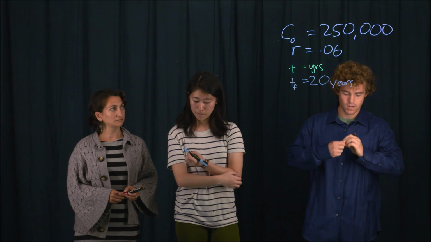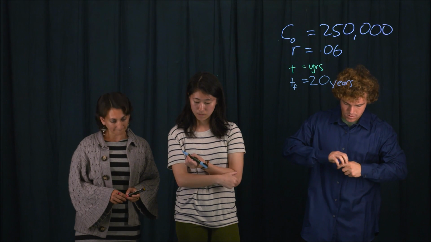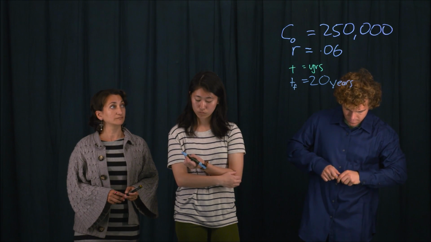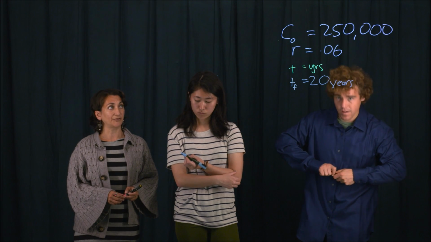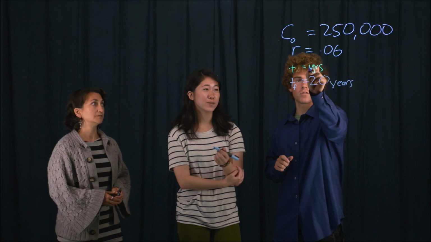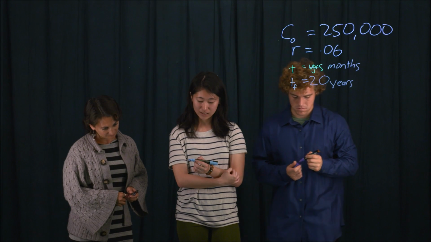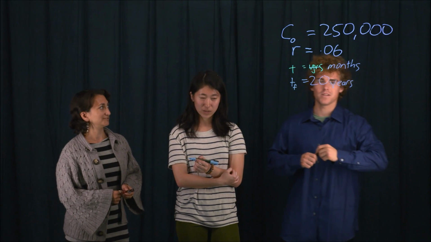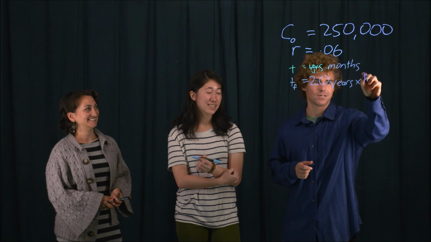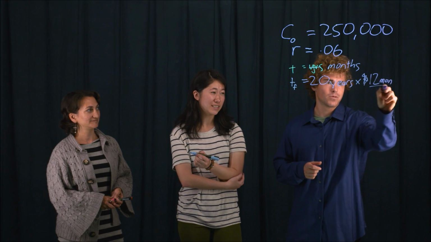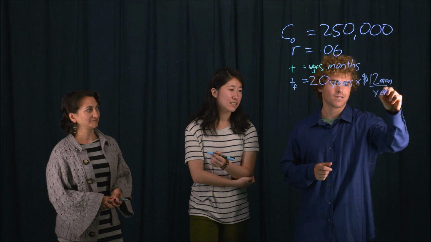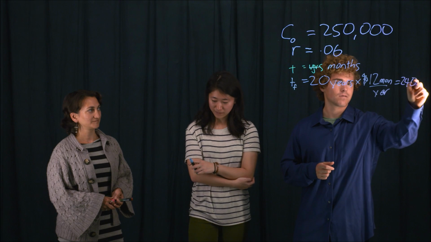So let me ask you, when you read the question, part A asks us to find the monthly payment. So are we making the payments yearly or are we making the payments monthly? Monthly. We are making the payments monthly. So we're going to cross this out and just change it to months real quick. And if it is 20 years, how many months would that be? That would be 20 times 12 months per year. So 240. Yeah, exactly. Excellent. It's 240 months.